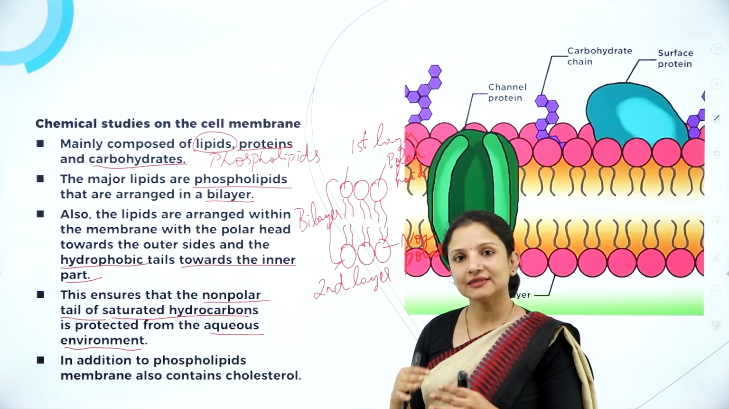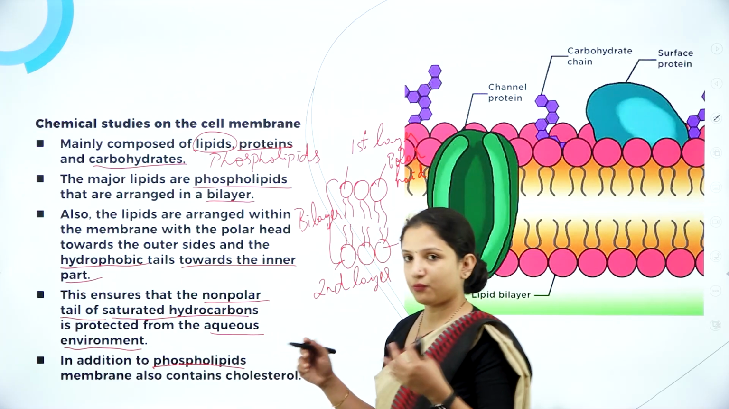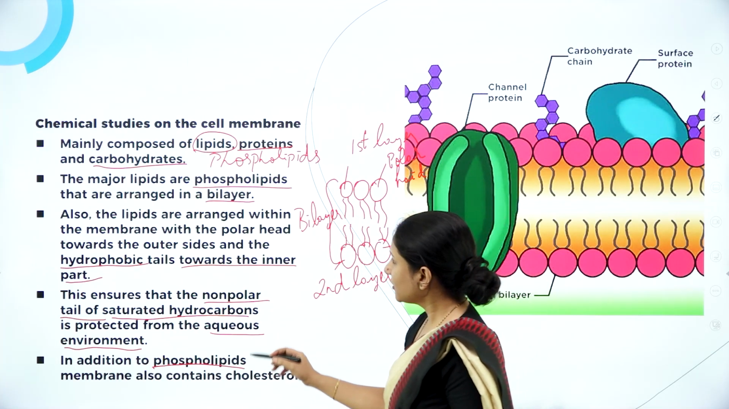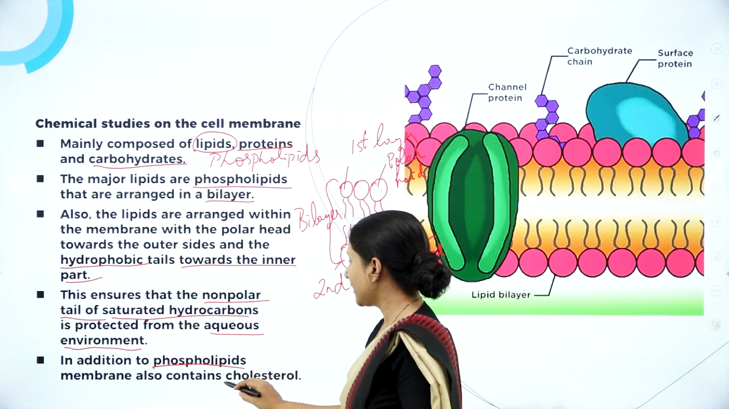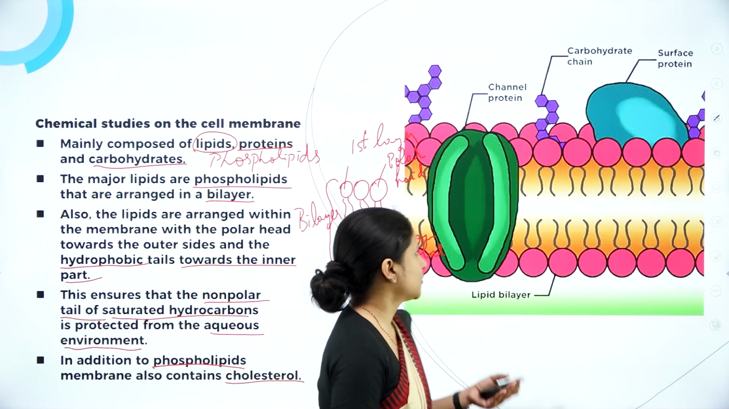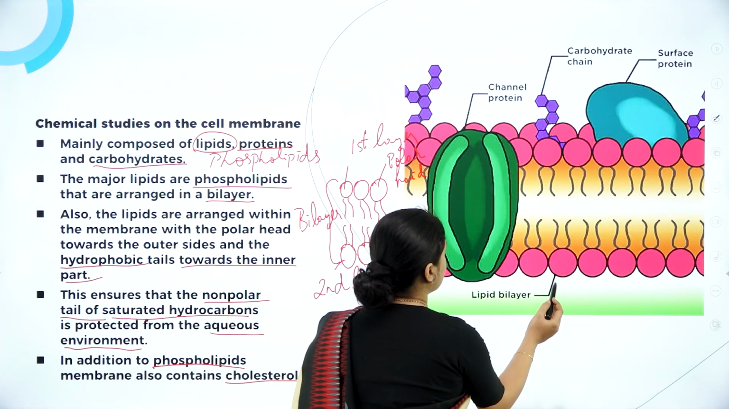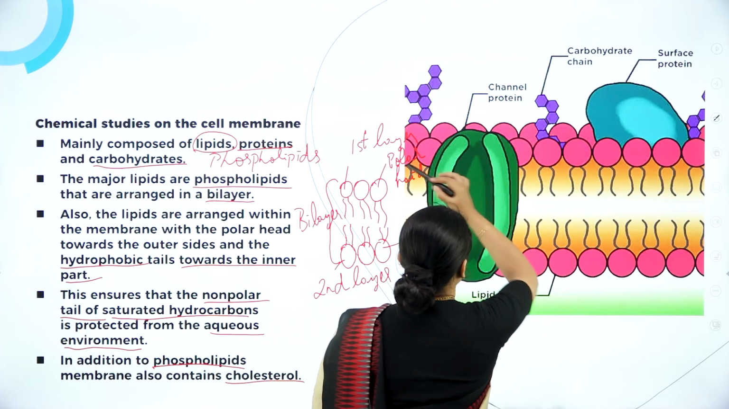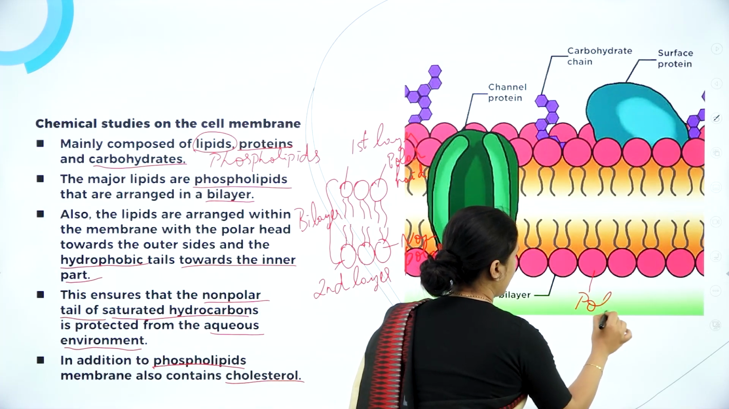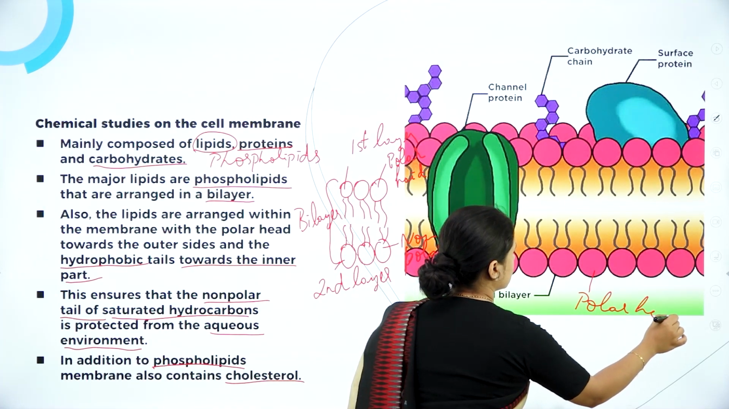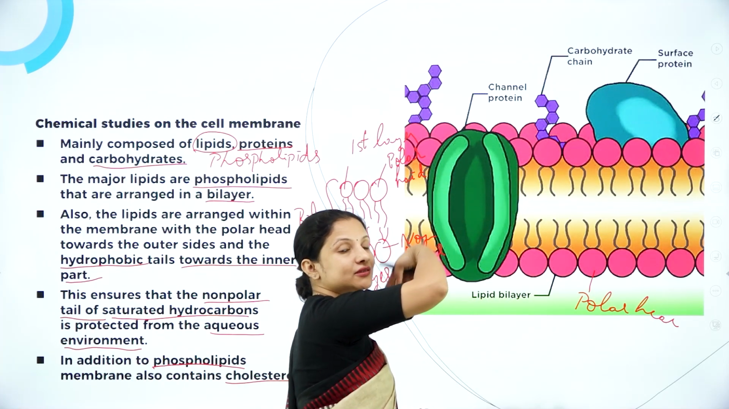Apart from phospholipids, which the cell membrane is majorly made of, it also has proteins, carbohydrates, and to some extent cholesterol as well. So this is the bilayer structure of the lipid, where you can see the lipid bilayer. This forms one layer and the next layer, and you can see they have the polar head, which is situated towards the outside of the cell.